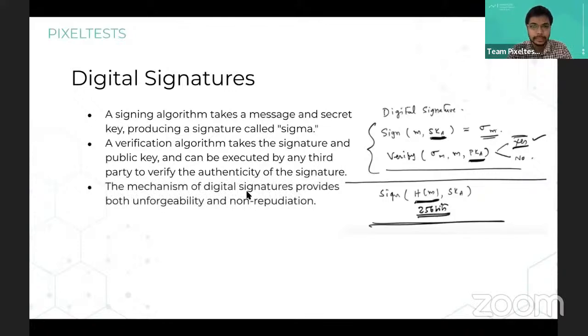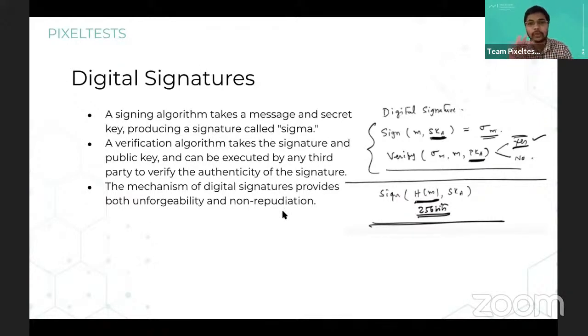So the mechanism of digital signature provides both the properties that we are looking for: that it should not be forgeable, and a person should not be able to deny it. So here, non-repudiation means that the person will not be able to deny that he has signed it, right?